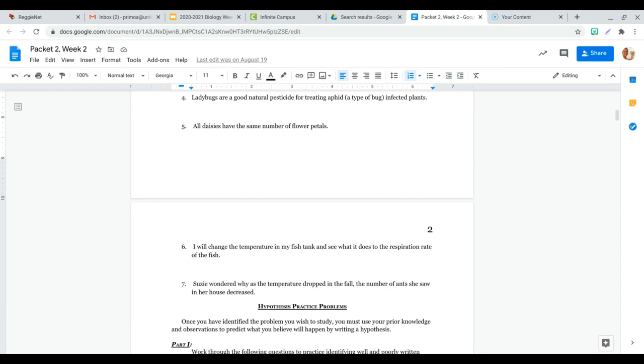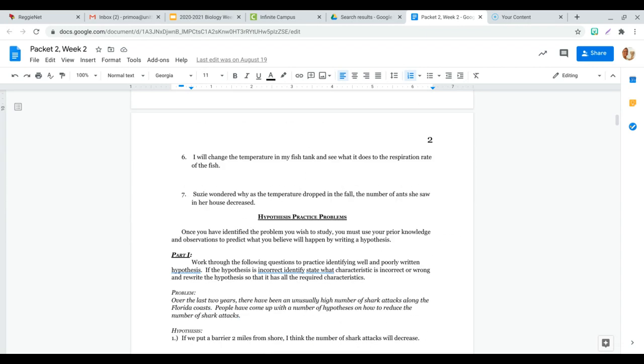Again, it's not an if-then format. So we could say if ladybugs are a natural pesticide, then we could use them for treating aphid-infected plants. Number 5, that one is also poorly written. Okay, it's not an if-then format. So we could say if I count the flower petals on 10 daisies, then they should all have the same number of flower petals. That could be a hypothesis.